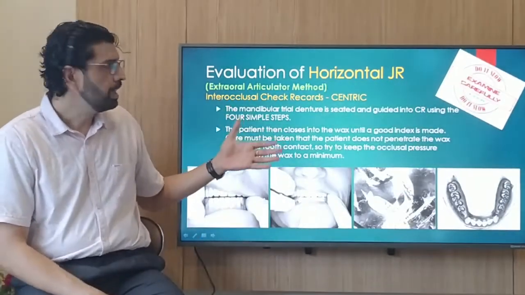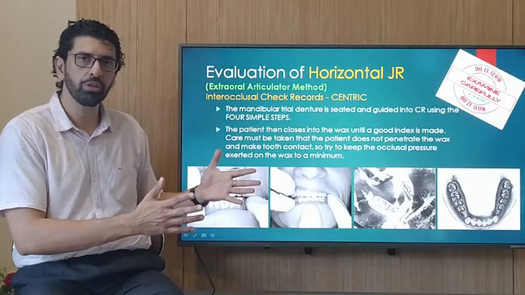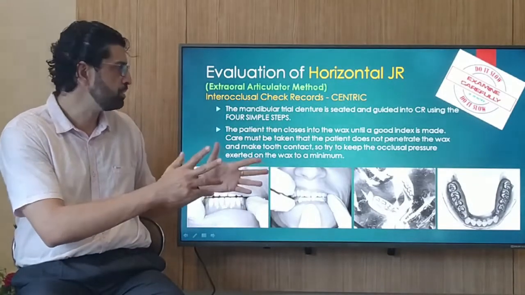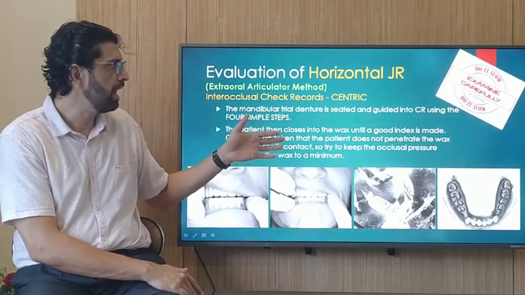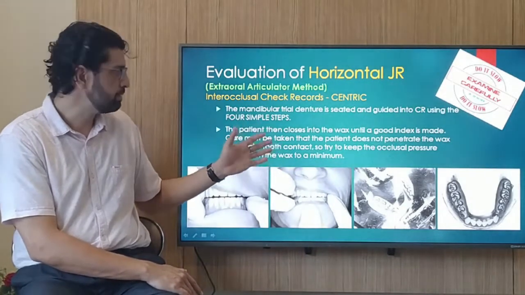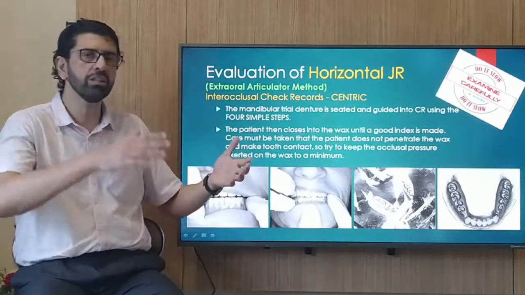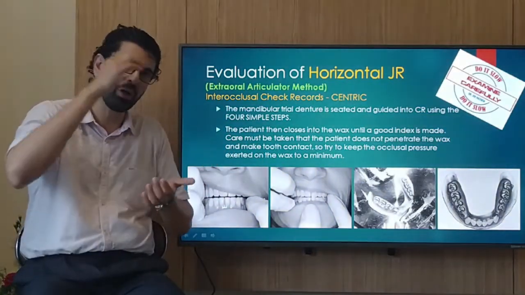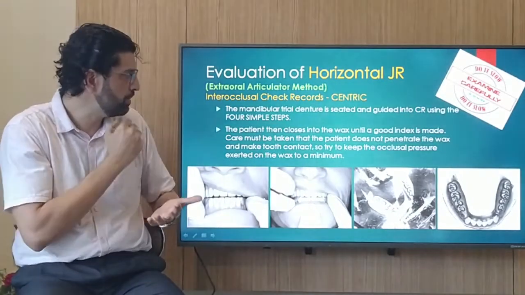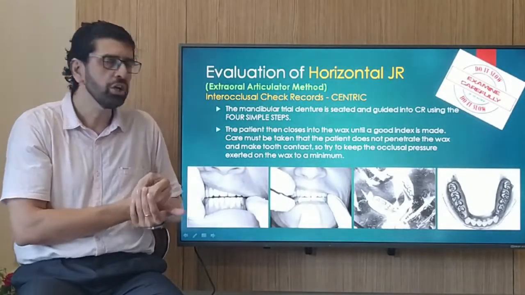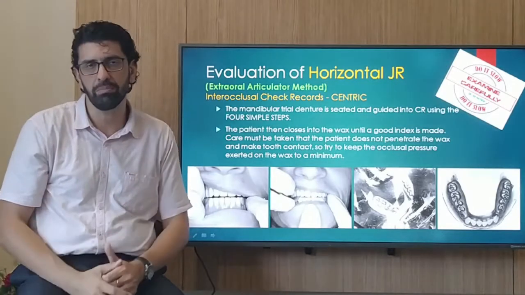So you're going to guide the patient into occlusion, centralization, just like I told you, the 4 simple steps, right? And the patient is asked to close into the wax until a good index is made. Care must be taken that the patient does not penetrate through and through. So the upper teeth must not penetrate through the wax to the lower teeth. It's very important that you don't do that. So keep the occlusal pressure minimal.